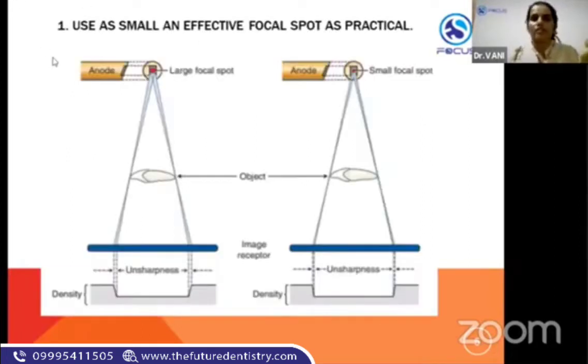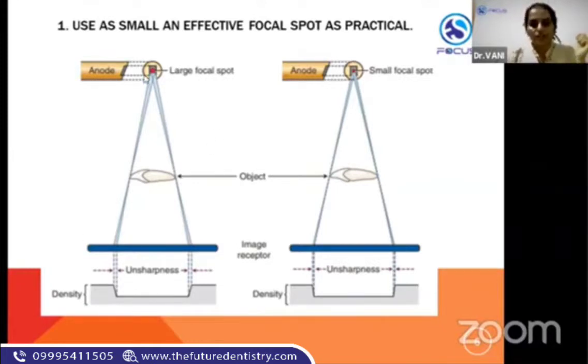So the first principle is we have to use as small an effective focal spot as practical. See the first image. What you can see in the picture is the anode with the tungsten target, and that is the focal spot. They have marked the length of the focal spot with dotted lines. In the first picture, it has a very large focal spot, and the tooth is the object, and the blue one is the image receptor, maybe a film here.